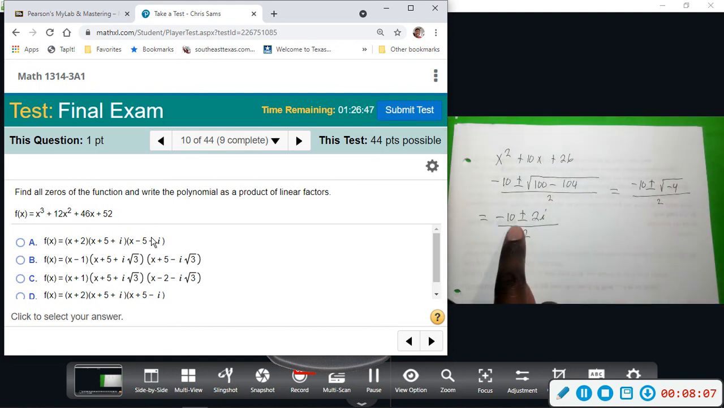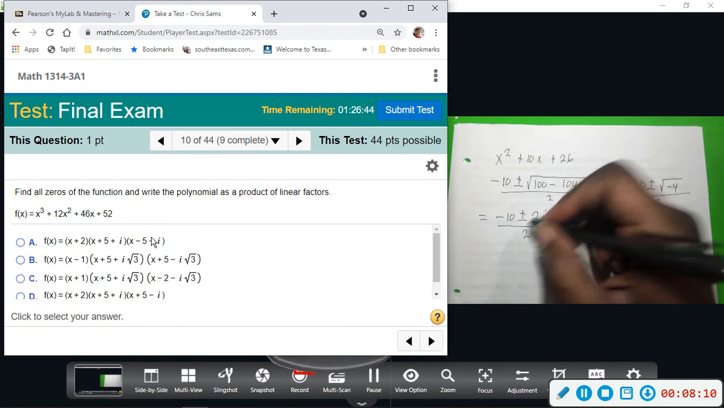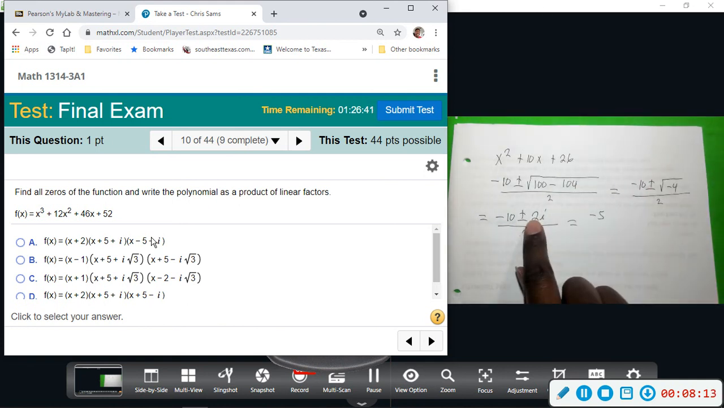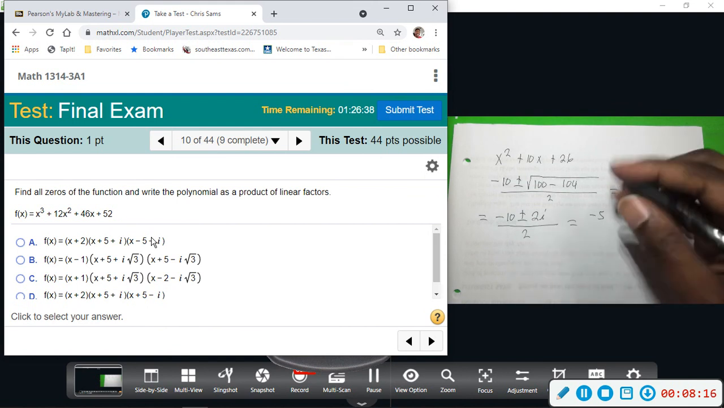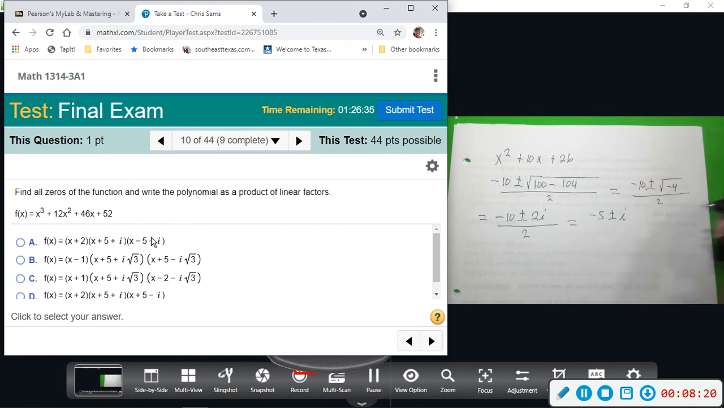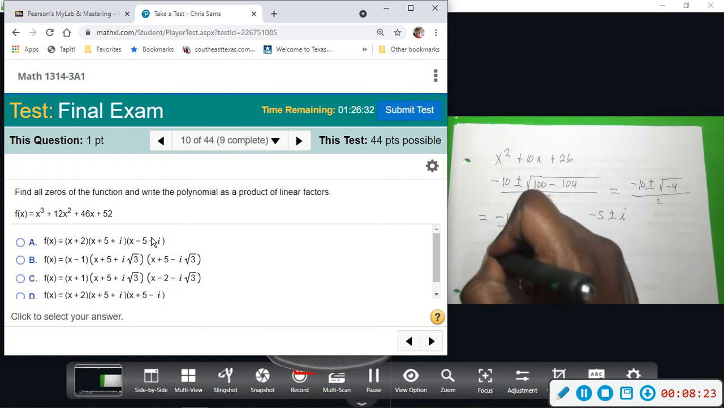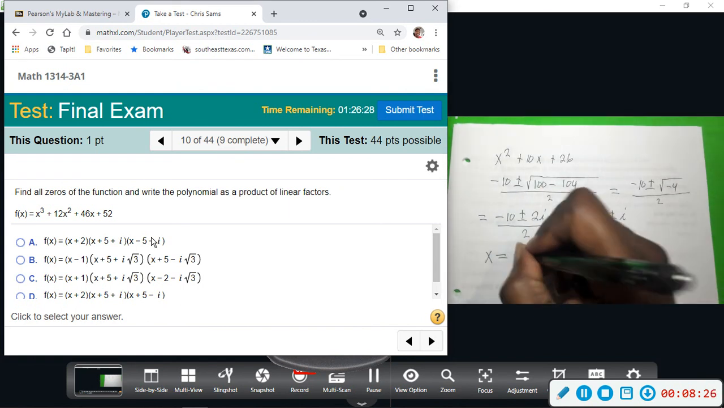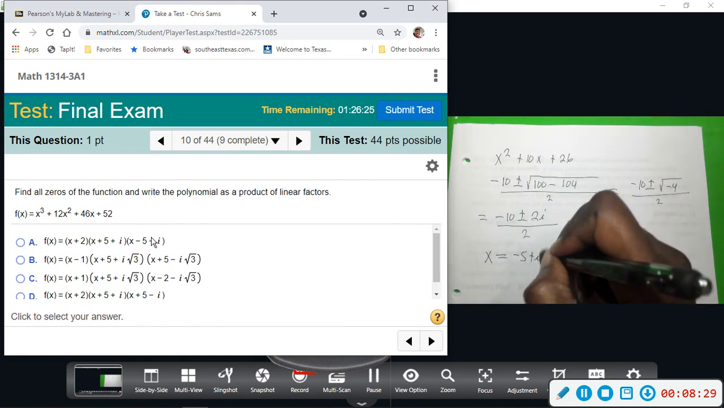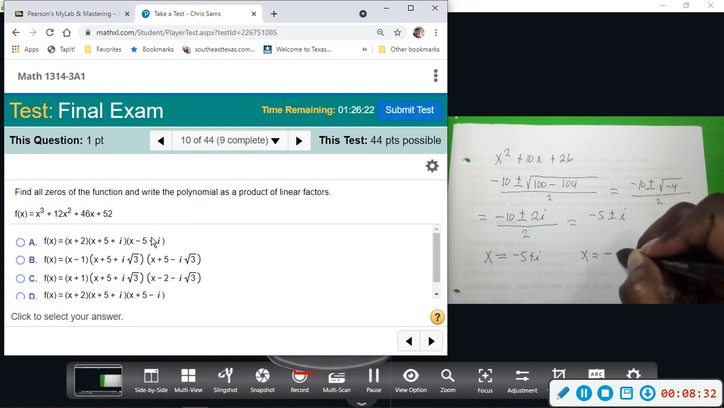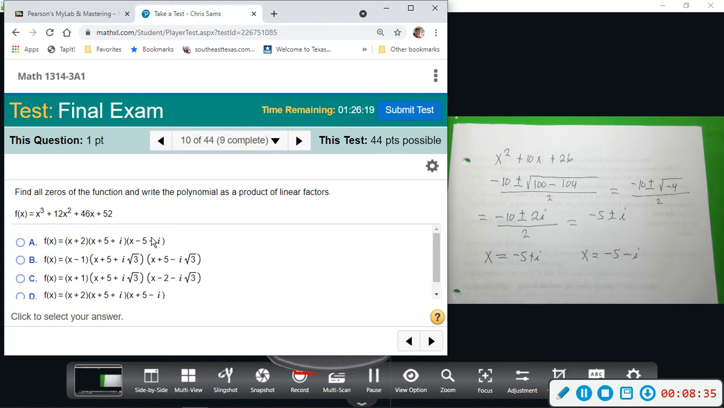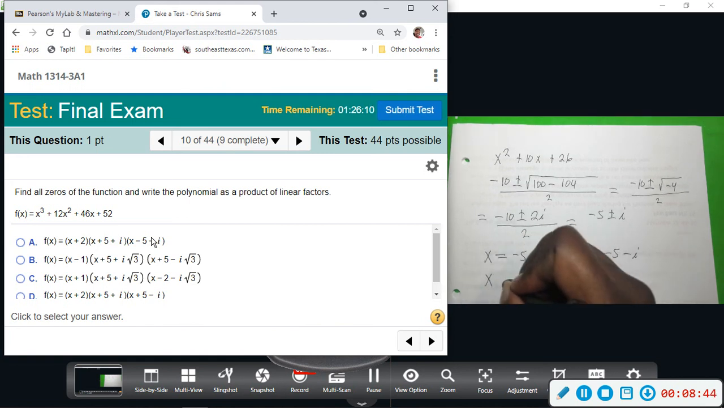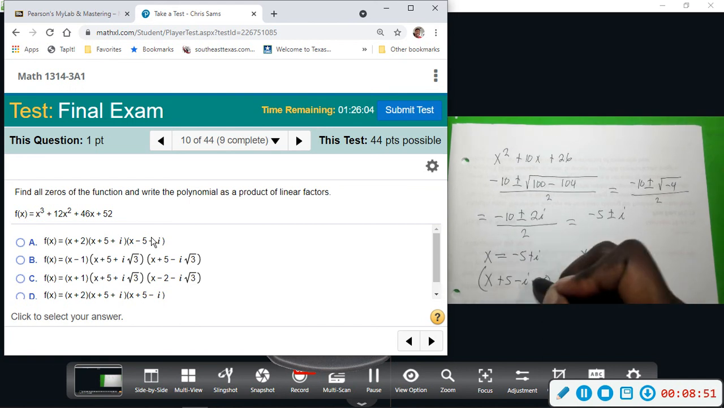All of these can be divided by 2, so that will give us negative 5. Divided by 2, that would give us i, plus or minus i. So what we have is x equals negative 5 plus i, and x equals negative 5 minus i. So if I were to set these equal to 0 and move them over with x, I would have to add 5, subtract i. So that would give me x plus 5 minus i equals 0. So this is the linear factor here.